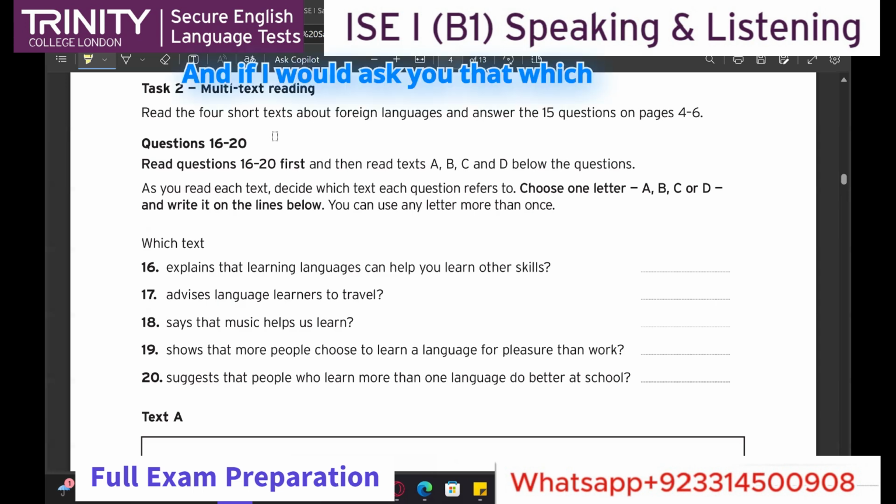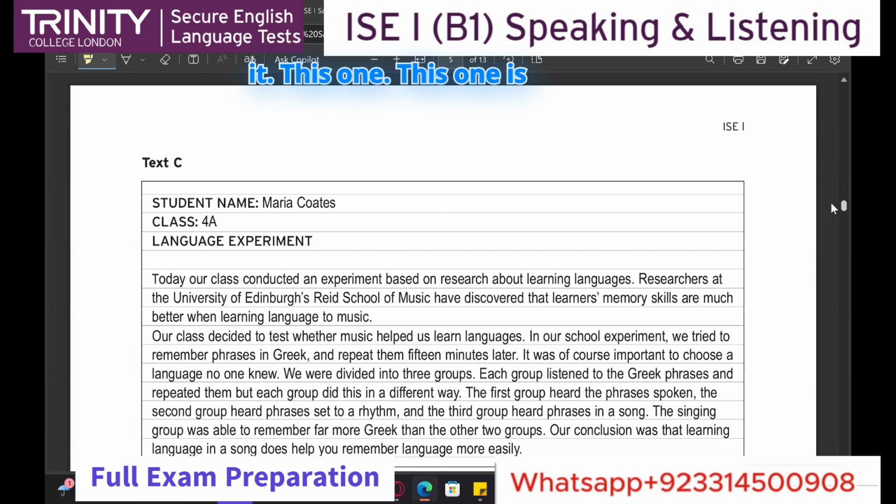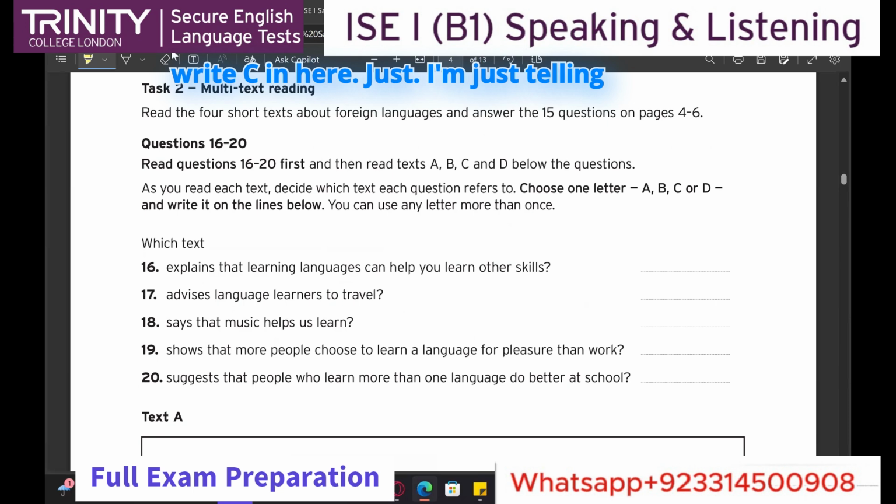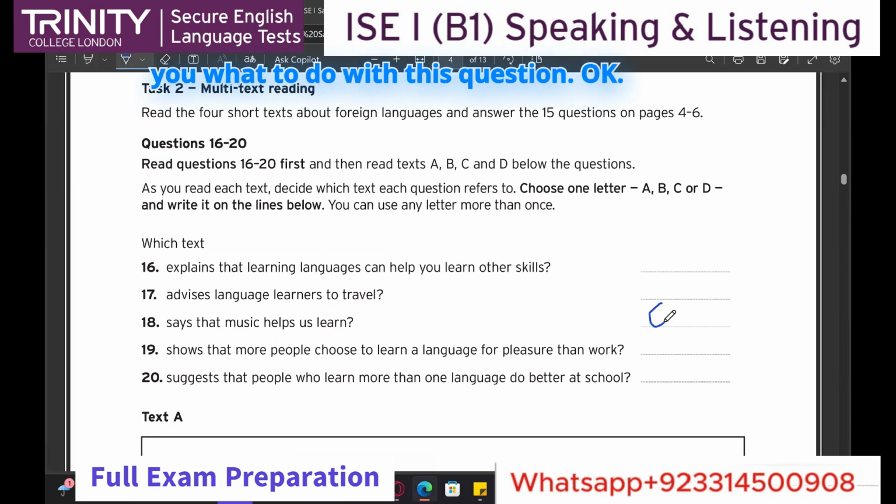And if I would ask you which paragraph says that music helps us learn, then what would you tell me? Text A, B, C, or D? It's the paragraph text C that says learning a language through a song is. I know, but I can't remember if it's C or B. Oh, I can show you. You just read it. This one, the experiment, this conclusion is about the music. So I will write C in here. I'm just telling you what to do with this question, okay?